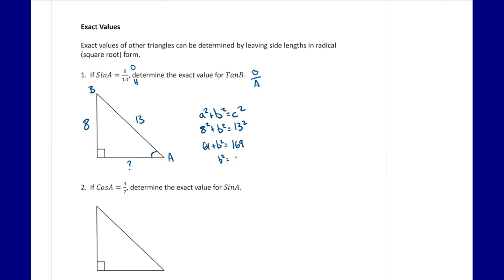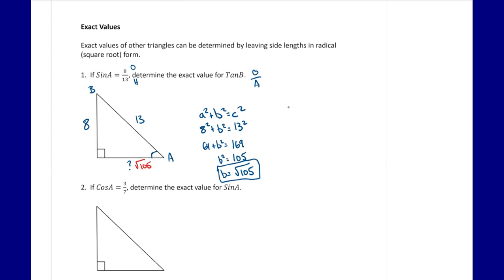Get B squared equals 105, and B would then equal the square root of 105. In this case, we are not going to plug the square root of 105 into our calculator, unless it gives us an exact nice answer, meaning that b is a perfect square, which in this case it would not be. We're just going to leave it in radical or square root form. So that means I can now say that this side length is root 105, and that's what I'm going to use in my calculation.